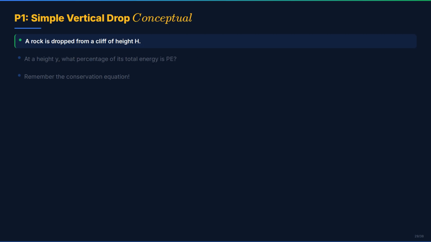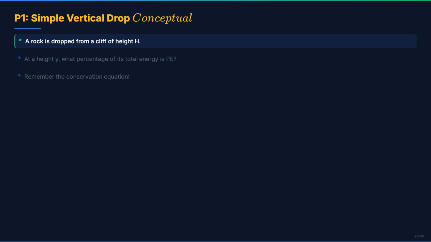Let's work through a problem together. A rock is dropped from a cliff of height h. We want to know what percentage of its total energy it has at a specific height, y. Think back to the conservation of energy formula. E_total equals PE plus KE.